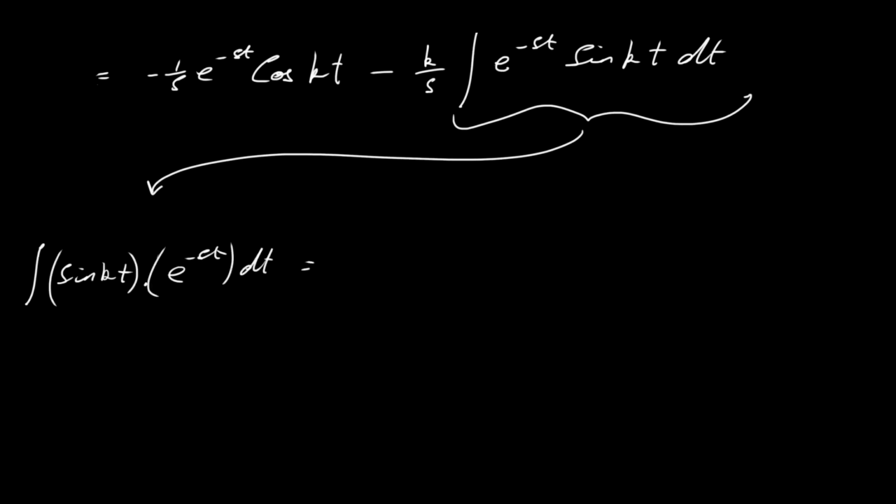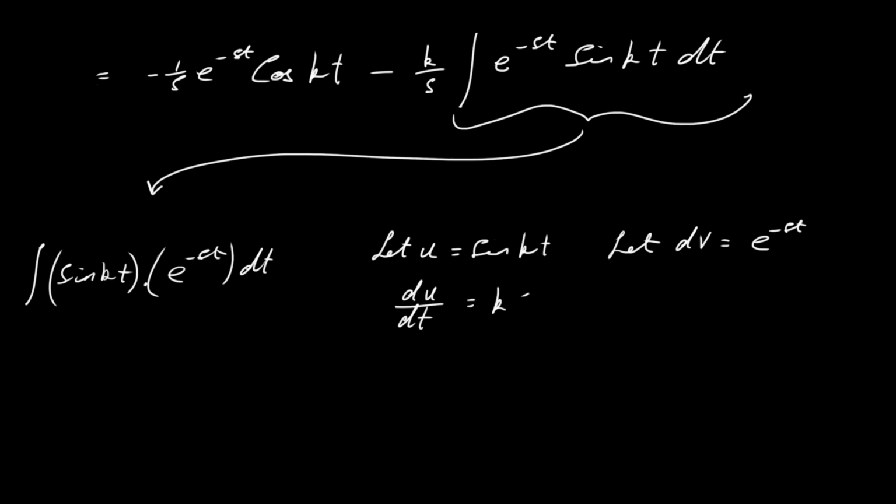So we want to do this. Again, we're going to let u equal sine kt and let dv equal e to the power of minus st. So let's differentiate here. du/dt is equal to, well, if you differentiate sine, you get cos. So it is k times cos kt, because you've got to differentiate this part as well. So du is equal to k times cos kt dt.